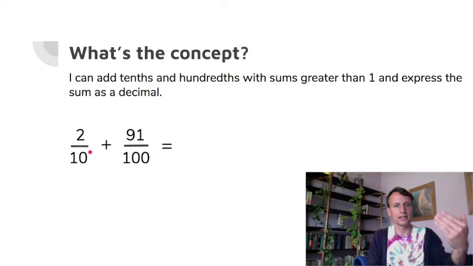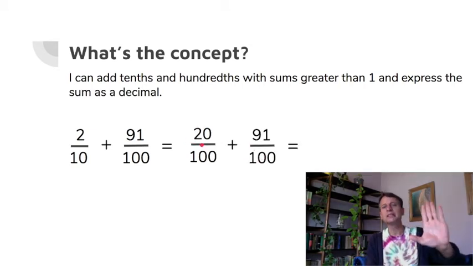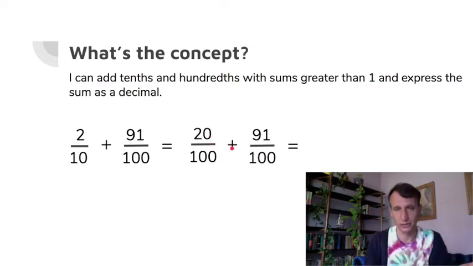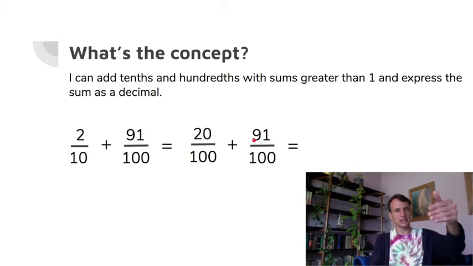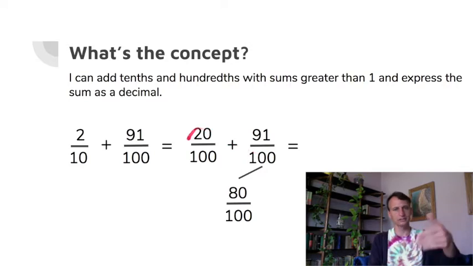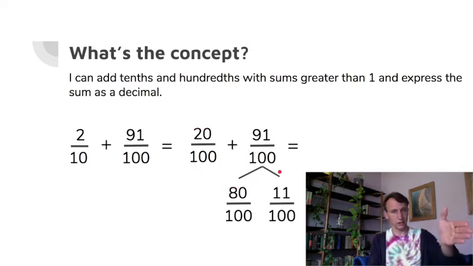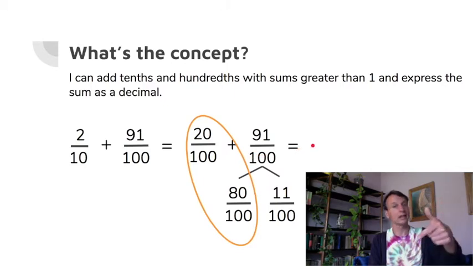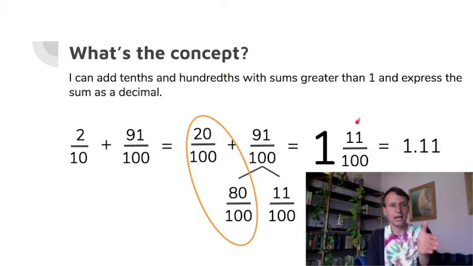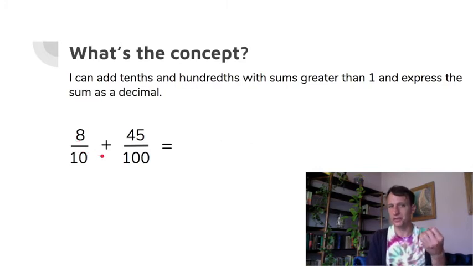2/10 plus 91 hundredths. Okay, 2/10 is 20 hundredths plus 91 hundredths. What do we need to complete the whole here? Yes, we need to swoop over, or decompose is our mathematical term, right? We need to decompose the 91 hundredths and pull out 80 hundredths to give us our 1 whole there, leaving 11 hundredths. There's our 1 whole, so it's 1 and 11 hundredths. As a decimal, 1.11.